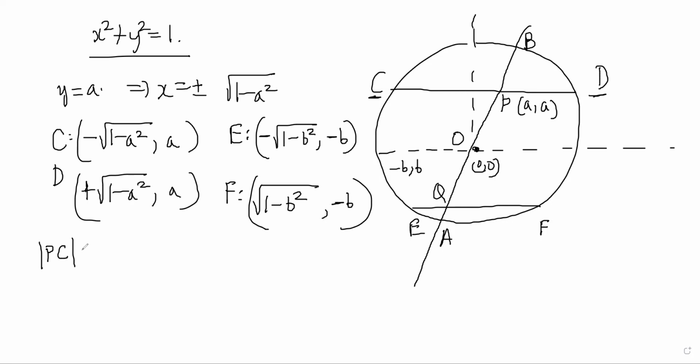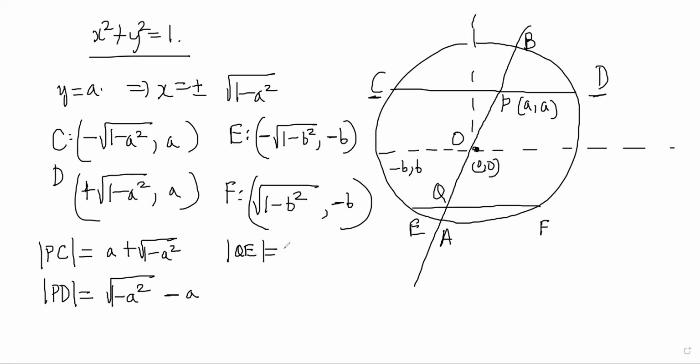Distance of PC would be what? It is simply A minus the x coordinate of C. So it is A plus root over 1 minus a square. Distance of PD is equal to root over 1 minus a square minus a. Distance of QE is equal to root over 1 minus b square minus b, and distance QF is equal to root over 1 minus b square plus b.